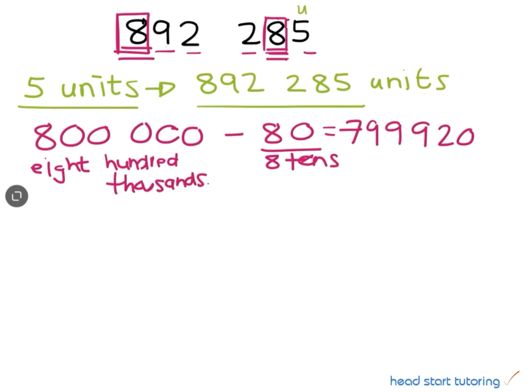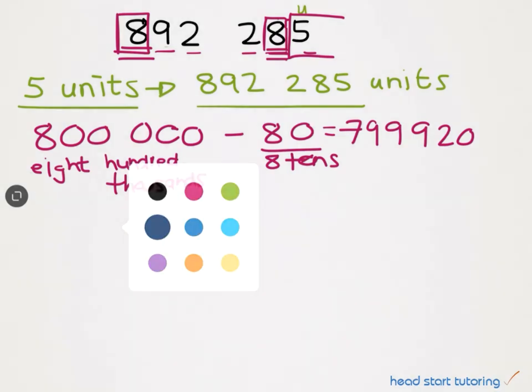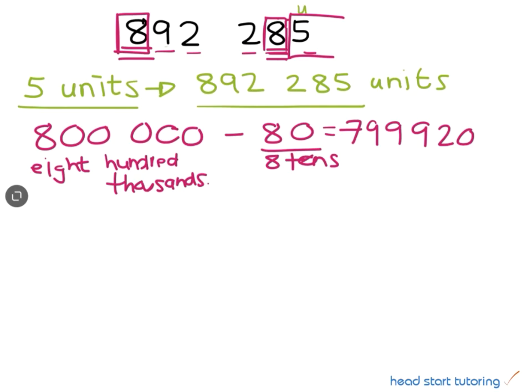Right. If we are asked to find how many tens there are in this whole number, basically it would be everything except for our units, because our units do not contain any whole tens at least. So our answer, if we are asked to find how many tens there are in the number 892,285, there would therefore be 89,228 tens in this number.